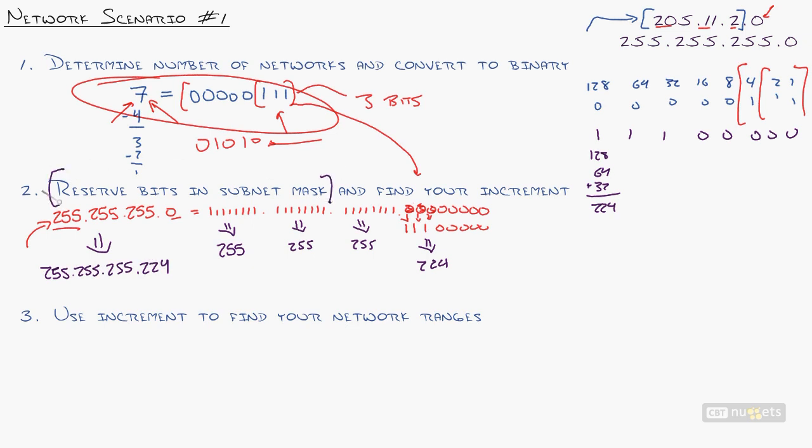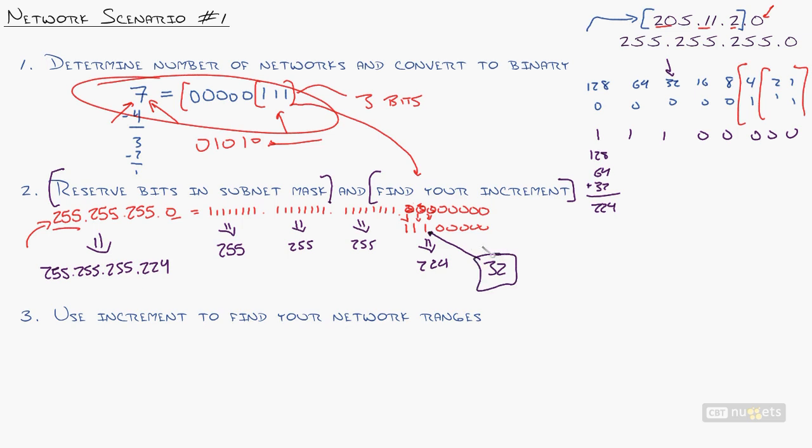Now, that's the first part: reserving the bits in the subnet mask. We now know what our subnet mask is, but it doesn't mean anything to us. So that's why I rely on the second part. Find your increment. Now, this is just going to be the rule, and I'll explain it more as we go. The lowest network bit converted back to the decimal number is your increment. So looking at this, what is this value in decimal? Okay, right there. 32. That is your increment.